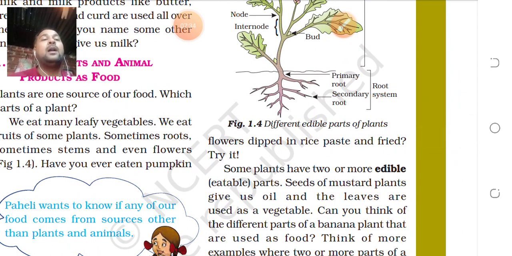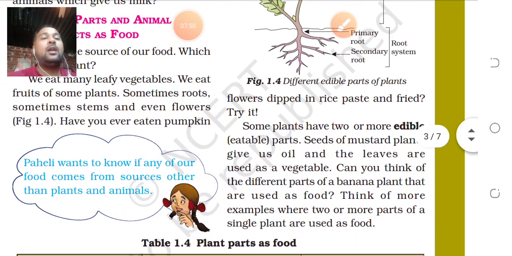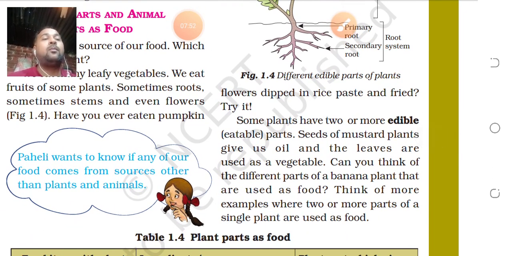The best example, the mustard seeds. We take out the oil, and mustard leaves we use as a vegetable. Can you think of different parts of the banana plant that are used as food? Think of more examples where 2 or more parts of a single plant are used as food.